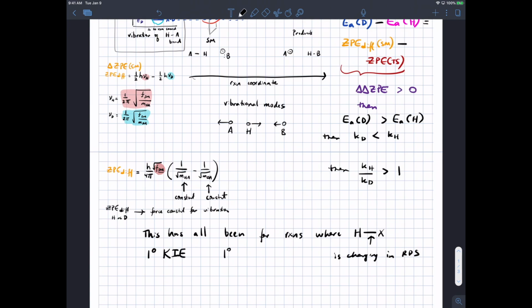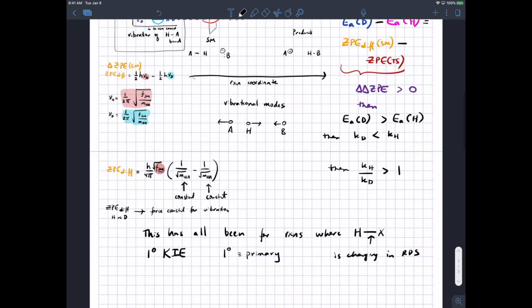I will never write out primary. I will do one with a little degree sign. I cannot remember when I learned that that meant primary, but it's easier. So there you go.